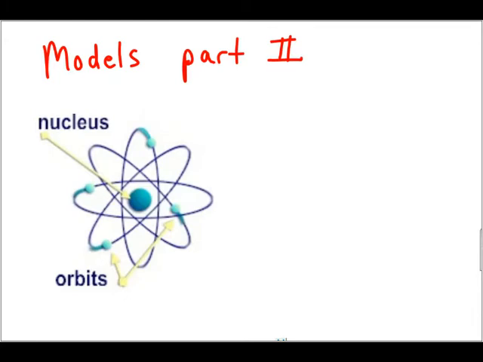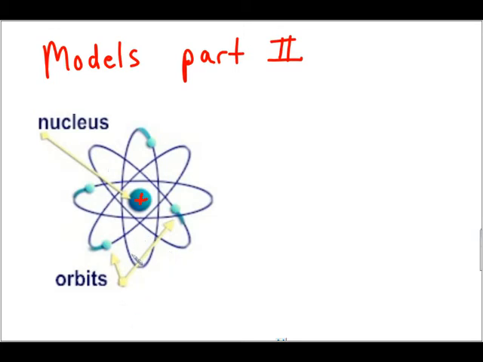Alright class, we're going to pick up on some later models. We left off with the discovery of the nucleus in the gold foil experiment. Here we have a better model versus my picture of what the nuclear model looked like. We knew it had a positive charge, and we knew that the atom was mostly empty space at this point because most of those alpha particles in the gold foil experiment passed straight through.